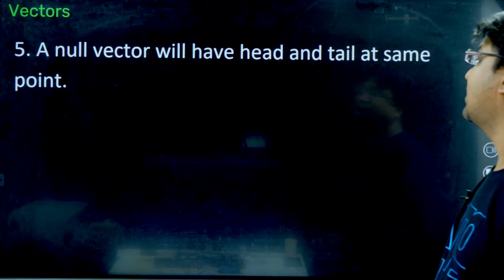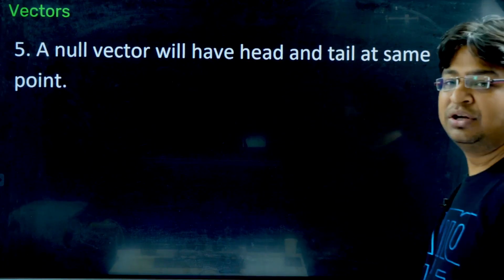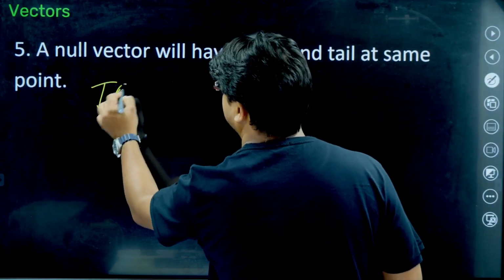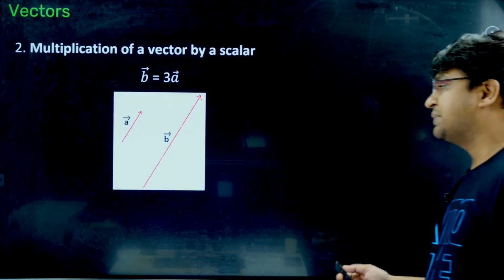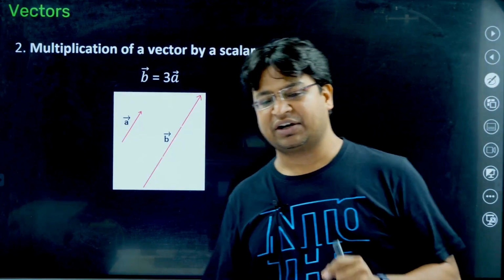Okay, a null vector will have head and tail at the same point. What do you think, guys? This certainly looks true.